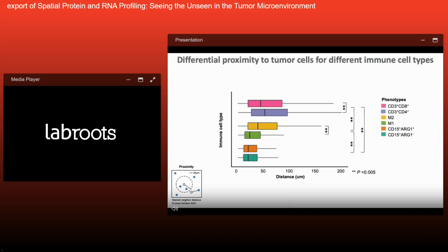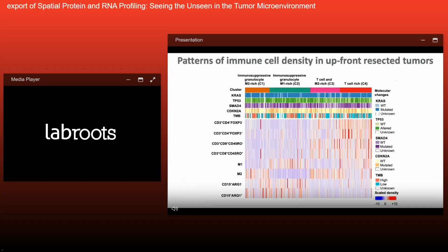And in this plot, you can see at the top that either CD4 or CD8 positive T cells tend to be the furthest away from tumor cells. And interestingly, CD4s are a little bit further away than CD8s. Macrophages come in the middle, and as we saw previously, M1 macrophages are a little bit closer to tumor cells than M2 macrophages. And then finally, CD15 positive granulocytes tend to be closer to tumor cells than either macrophages or T cells.